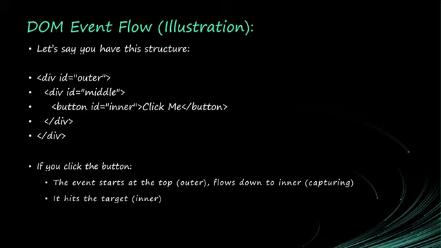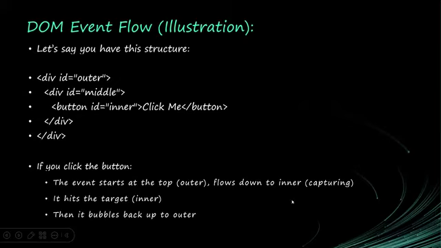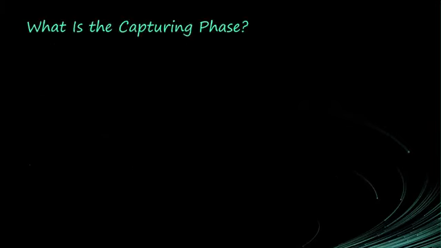Now, it will hit the target, which is the button, and it will bubble back. It will go back to the top, then bubble back up to the outer. If you understand these things, it's going to help you a lot, so pay close attention. It's actually confusing, and I'll try my best to explain it. So the event starts at the top, flows down to the inner, hits the target, and goes back to the outer.